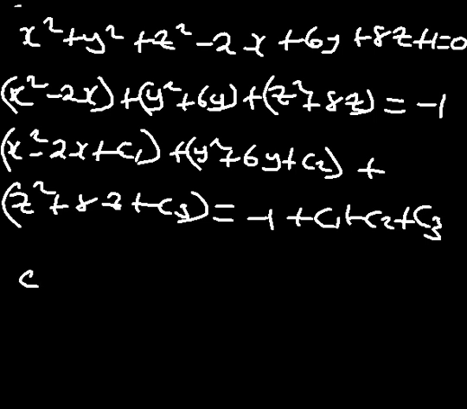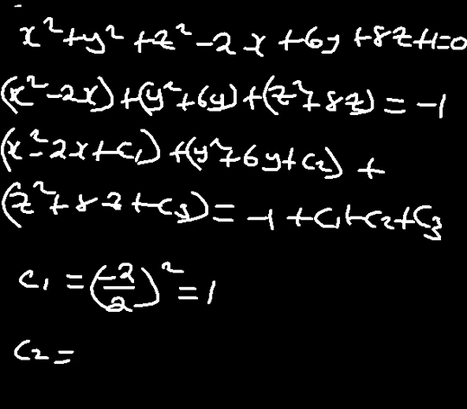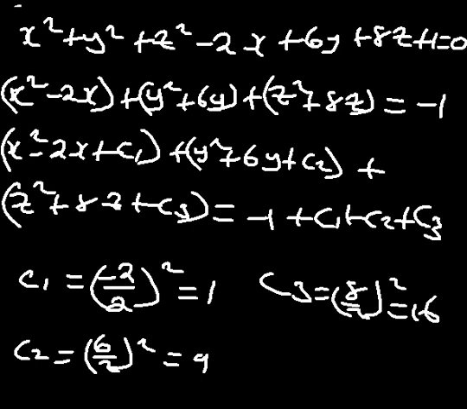So let's start with this one. c1 will be given as, now we have b which is given as -2. So which means we'll have (-2 over 2) to the power 2. That will be given as 1. And how about c2? We have b given as 6. So we'll have (6 over 2) to the power 2, that will be given as 9. And how about c3? In this case, b is given as 8. So we'll have (8 over 2) to the power 2, that will be 16. So take note of that.